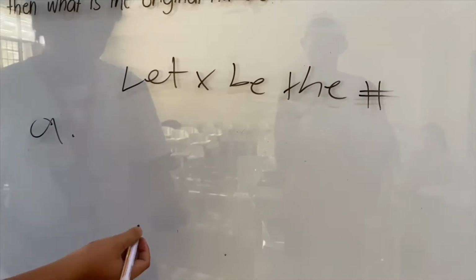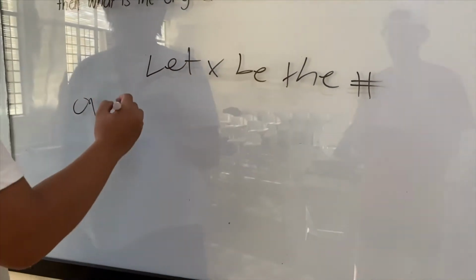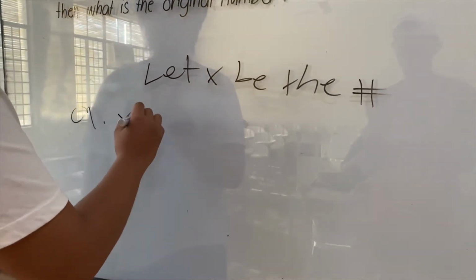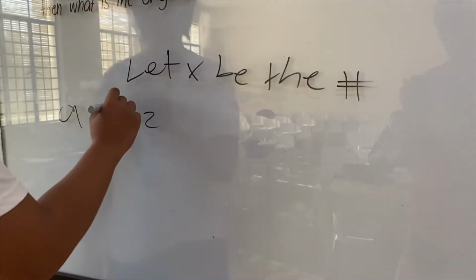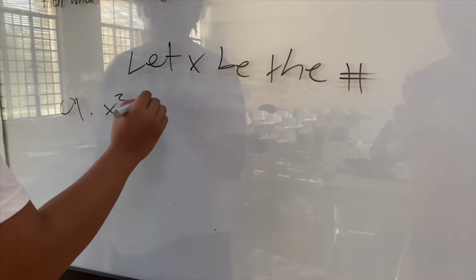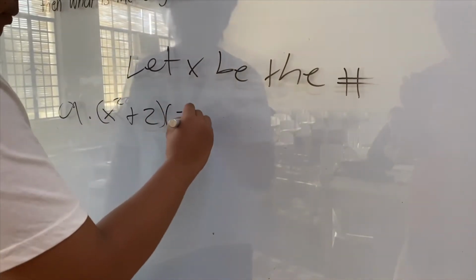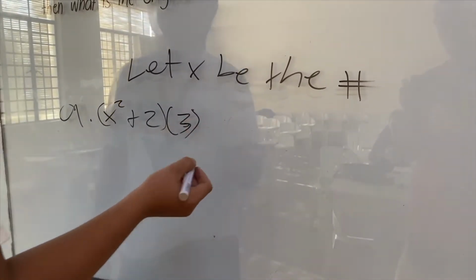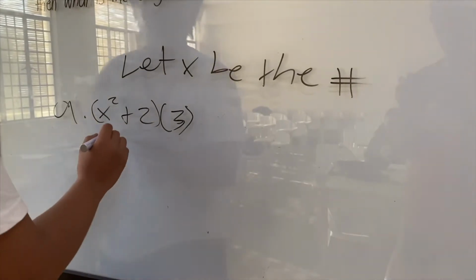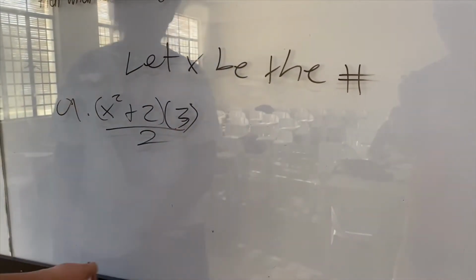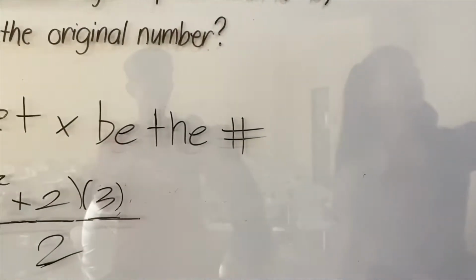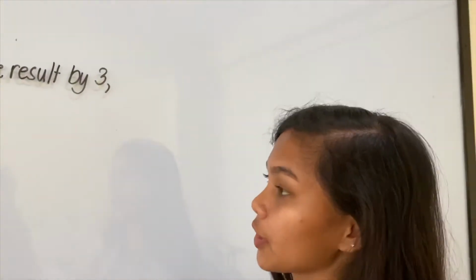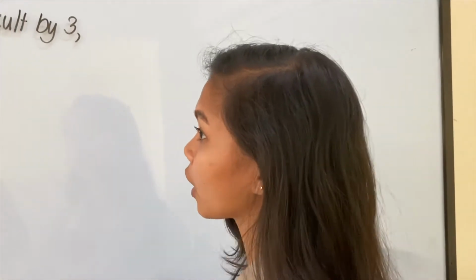So, x plus 2, square the number, multiply by 3, then divide the result by 2. This will be used to find 96. So, with our function here, we will be able to get the inverse function so that we will get the original number x.